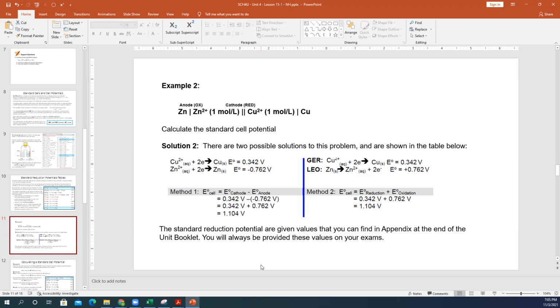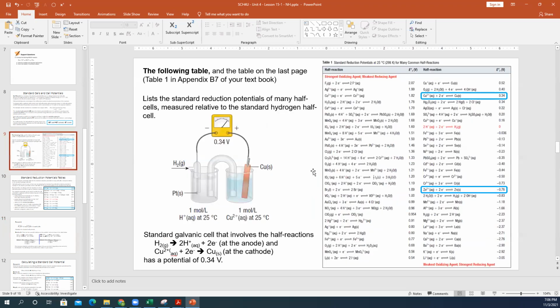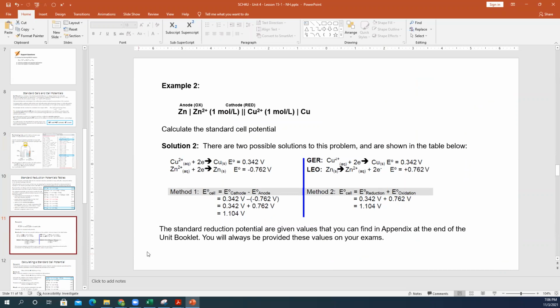These standard reduction potential values are values that you can find in the appendices at the end of your unit booklet as well. And you'll always be provided these values and tables in an exam situation. We'll be giving you these kinds of tables in order for you to look up these values and do the questions, okay?